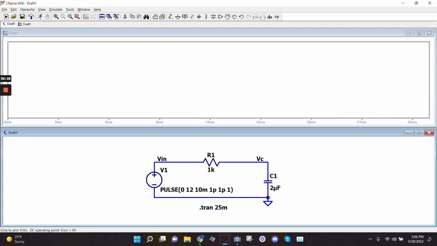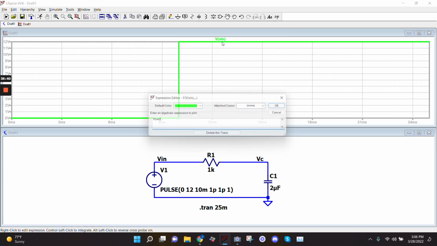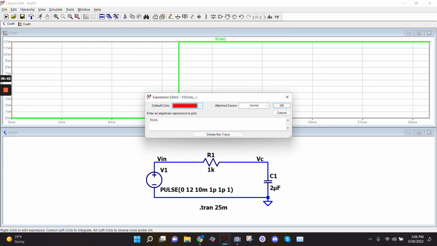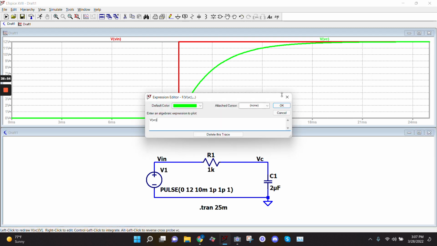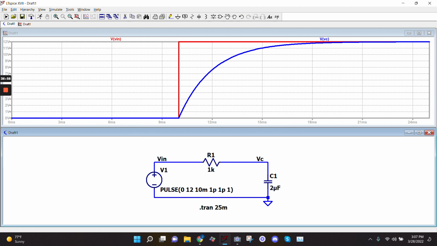All right, so let me run this. There's my input. This is a horrible color. Let's do red. You see my input, it's at 0, and then at 10 milliseconds it jumps up to 12 volts, right? My capacitor, as we mentioned, charges exponentially. And what did I say? I said after 4 milliseconds, so at basically t equals 14 milliseconds. That's what I'm curious about. I want to see what the voltage is at 14 milliseconds.